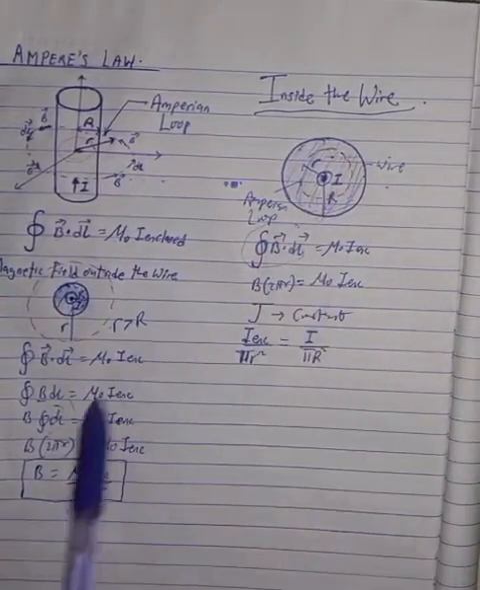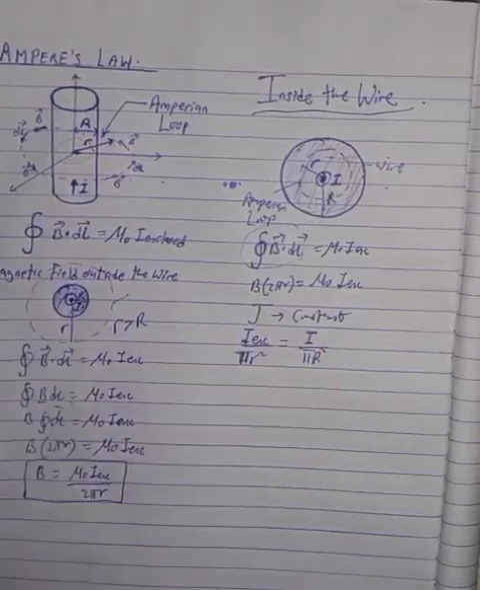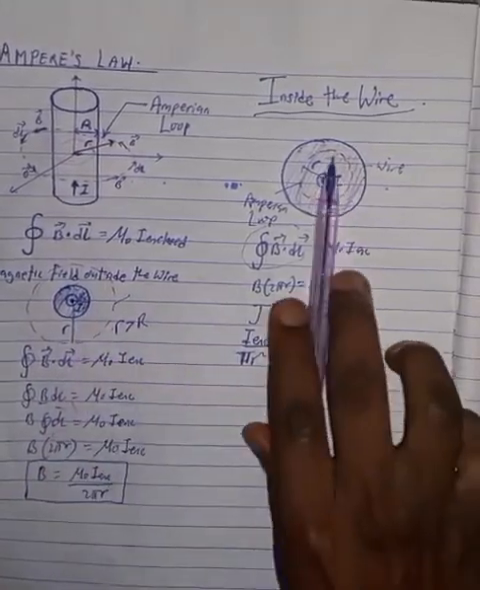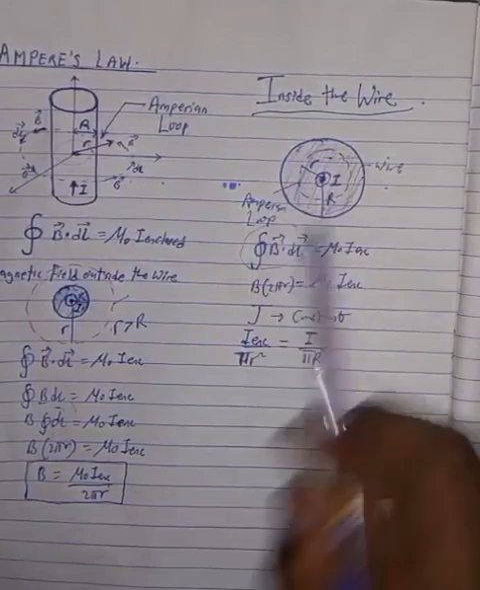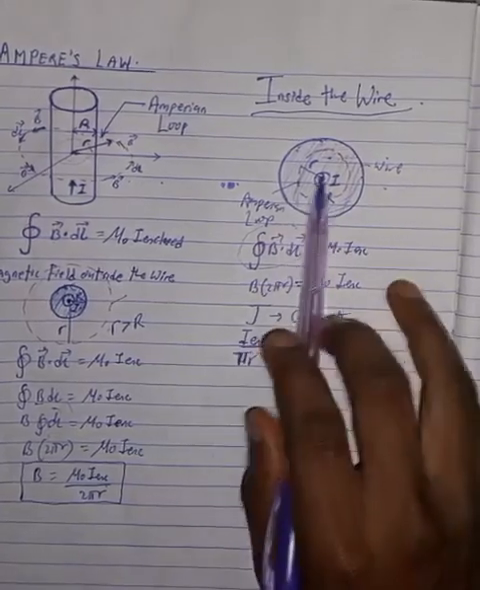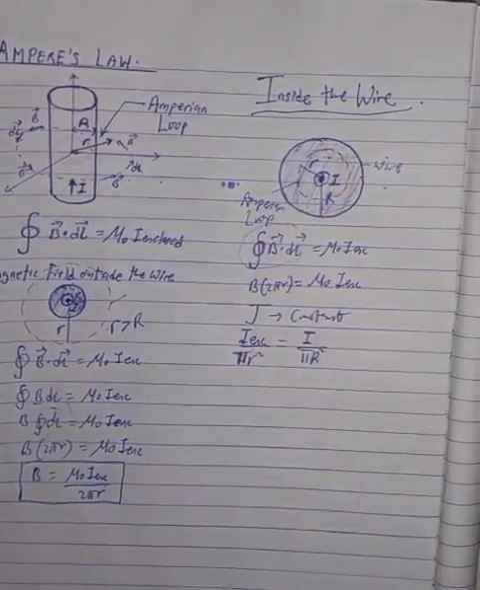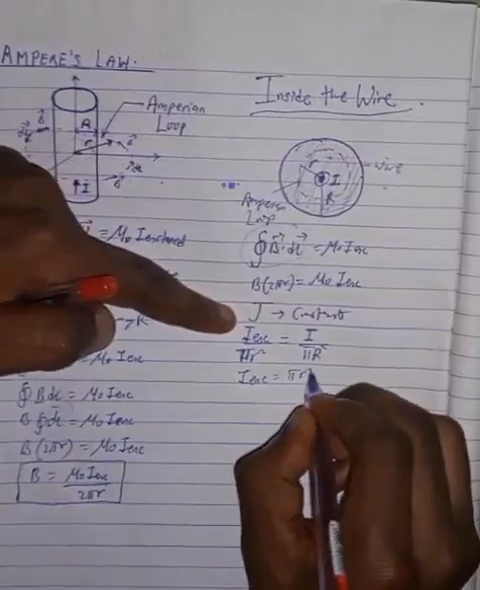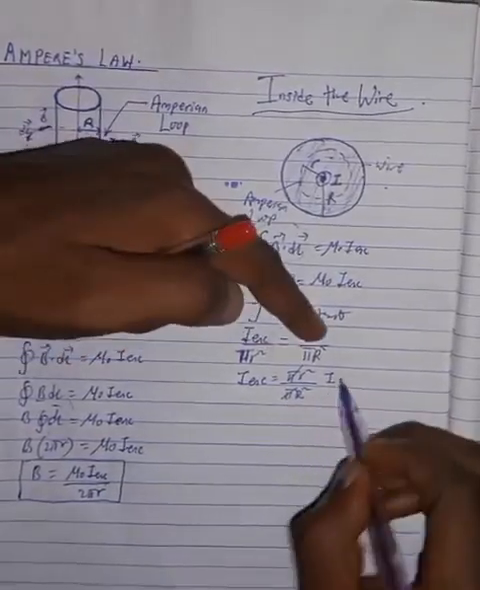I will explain again. Looking at this part, the Amperian loop encloses all the current inside the conductor. But in this part, the Amperian loop is inside the conductor, in the sense that it did not enclose all the current inside this conductor. So we need to get the amount of current enclosed by this Amperian loop out of this I that we have here. From there, I'll use the idea of current density. So my current enclosed is equal to pi r square over pi R square times I. And this is the amount of current enclosed.